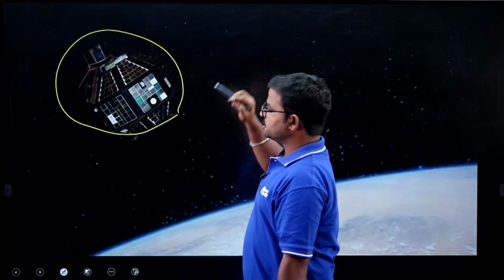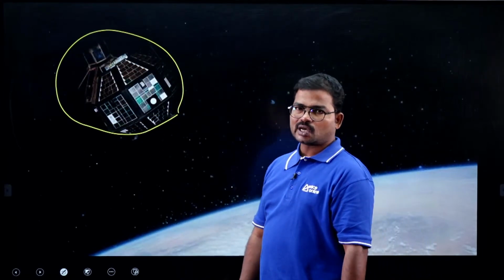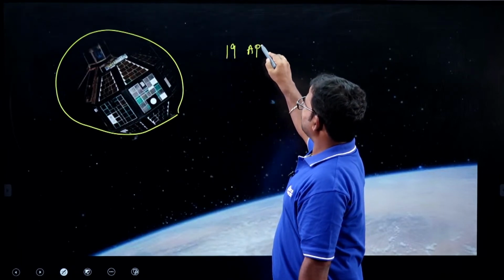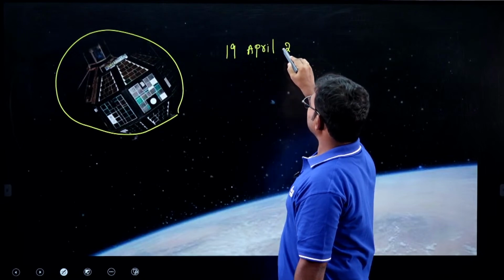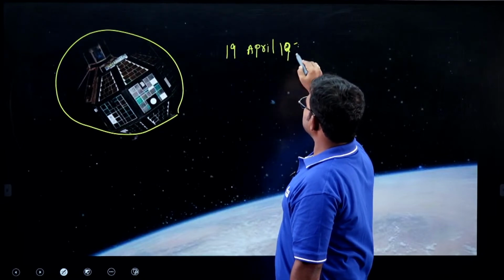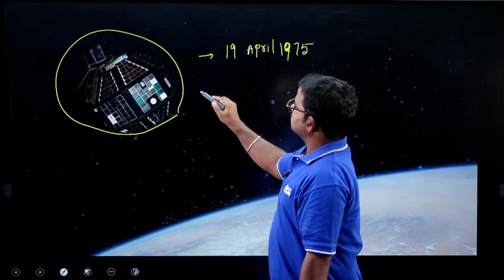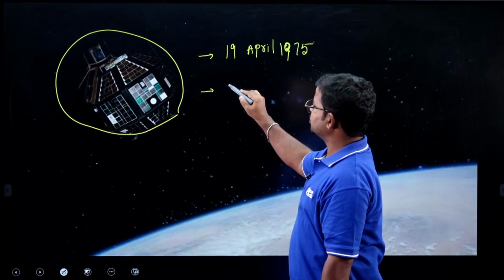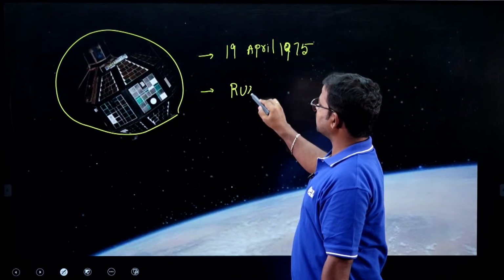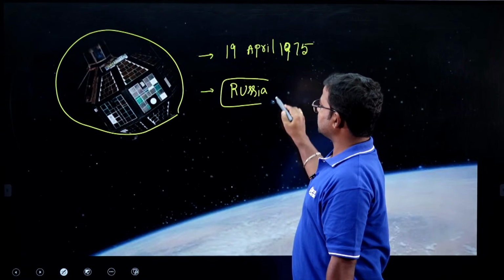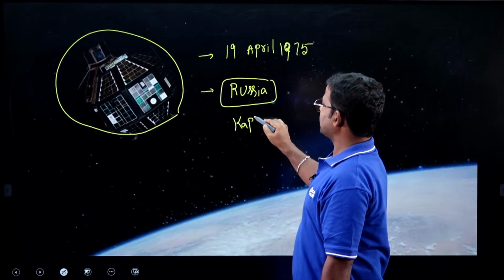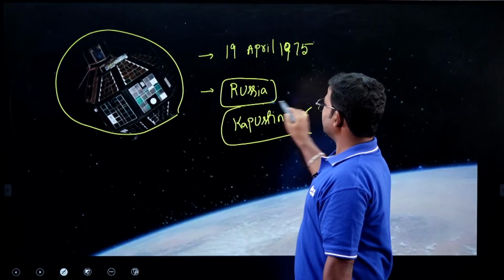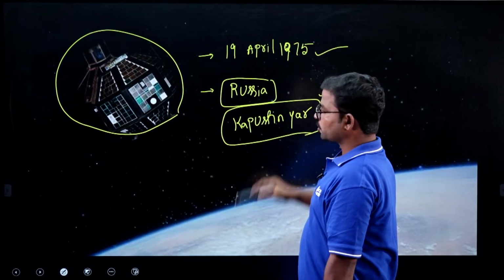Actually, this satellite was indigenously developed by India, but it was launched on April 19th, 1975. It was launched from Kapustin Yar in Russia. You have to remember the name of the location also.